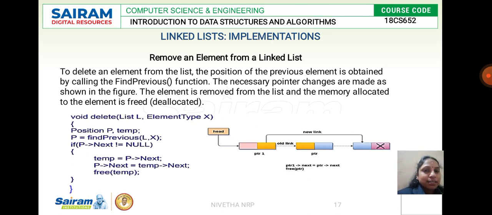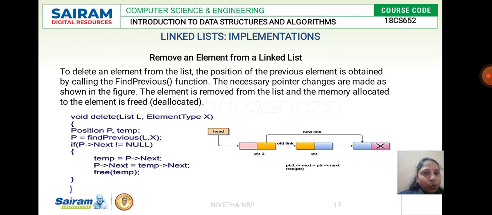So what is the first line of code? P is equal to FindPrevious. In the list you are going to find the previous node of X, where X is the element you are going to delete. You are going to break the link here and create a new link. So you find the previous node of the element to be deleted, and you check whether it is the last node or not. To check that, P of next not equal to NULL specifies that there is a node following it.